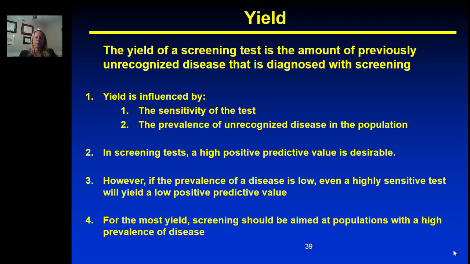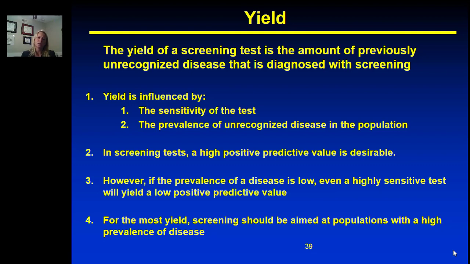Finally, a few additional concepts with respect to screening testing is the yield. This is the amount of previously unrecognized disease that is diagnosed with screening. It is influenced by the sensitivity of the test as well as the prevalence of unrecognized disease in the population.